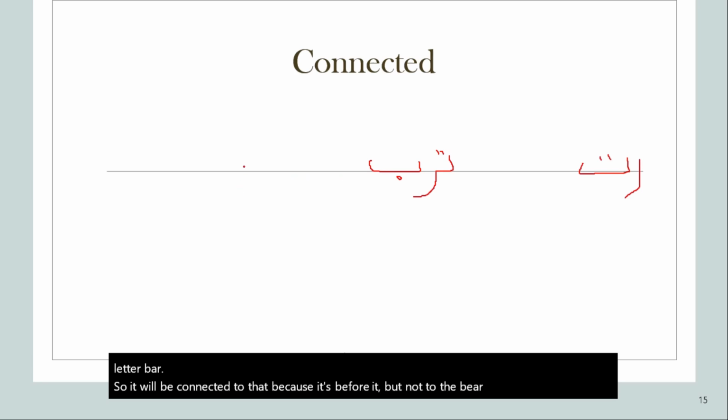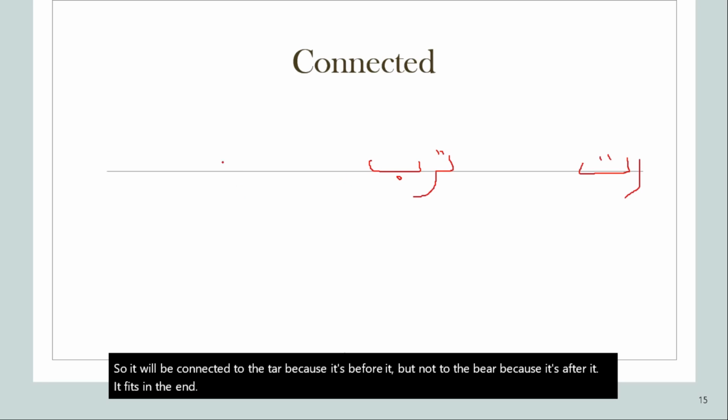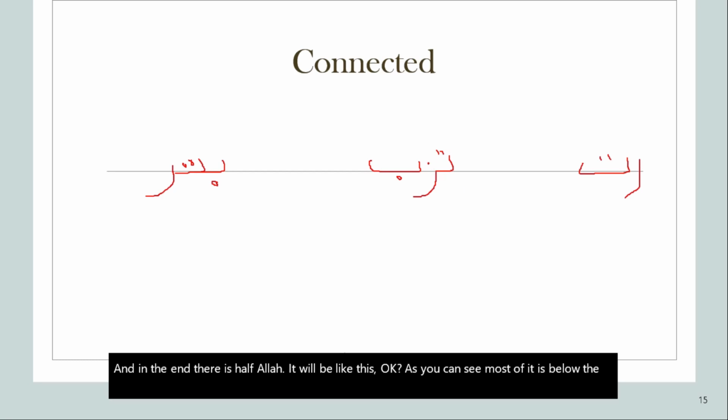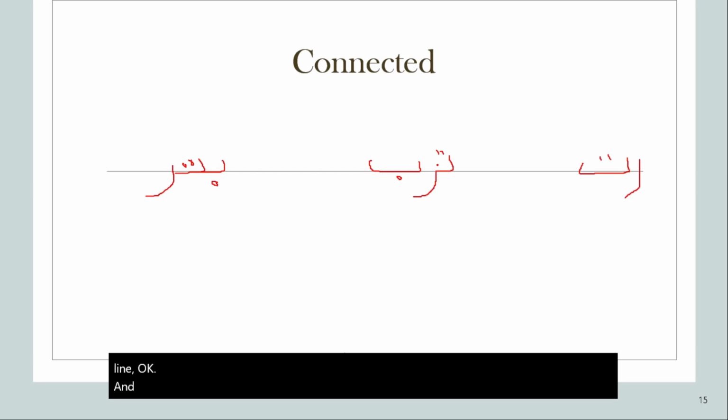If it's in the end, it will be like this. Let's imagine there is ba, there is ta, and in the end there is حرف الراء. It will be like this. As you can see, most of it is below the line. And if it's in the middle, we don't usually write even the upper part, we just write all of it below the line. So this is حرف الراء written in the beginning, in the middle, and in the end.